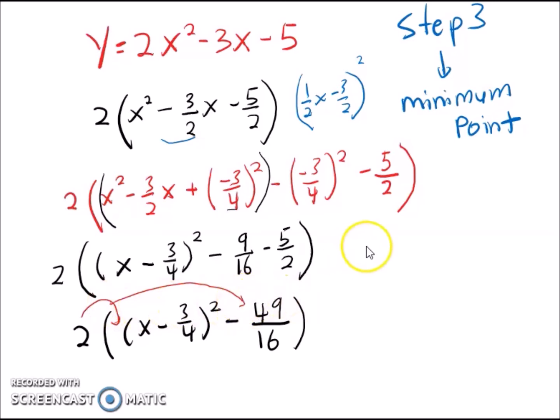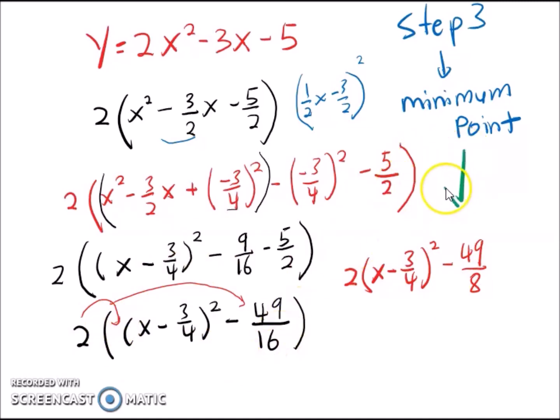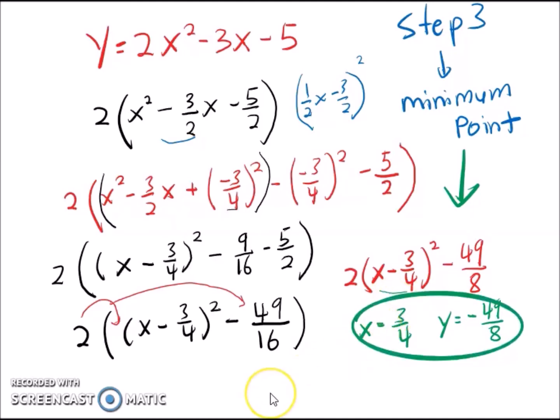So you'll be getting our full equation as 2 times (x minus 3 over 4) squared minus 49 over 8, because it will be divided by these 2. Okay, so now our minimum point here, we have to set this equal to 0, and the x value is 3 over 4, and the y value here is negative 49 over 8. Okay, this is our minimum point. So we have our first point over here.